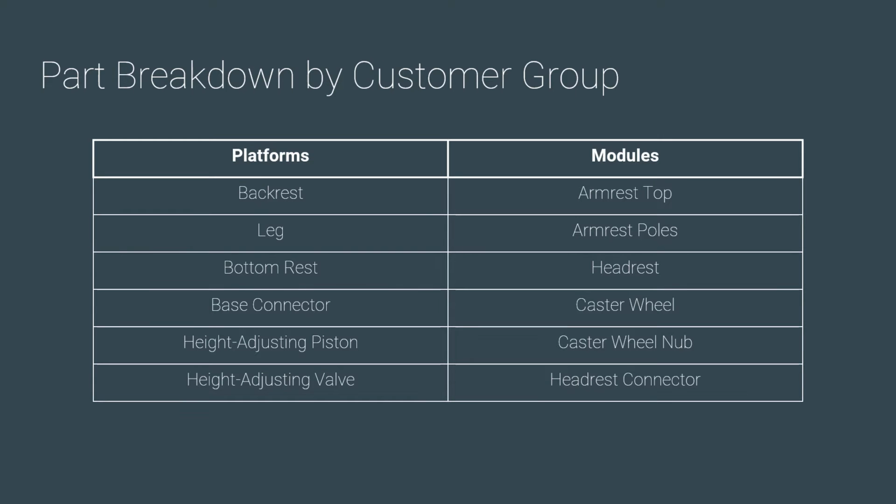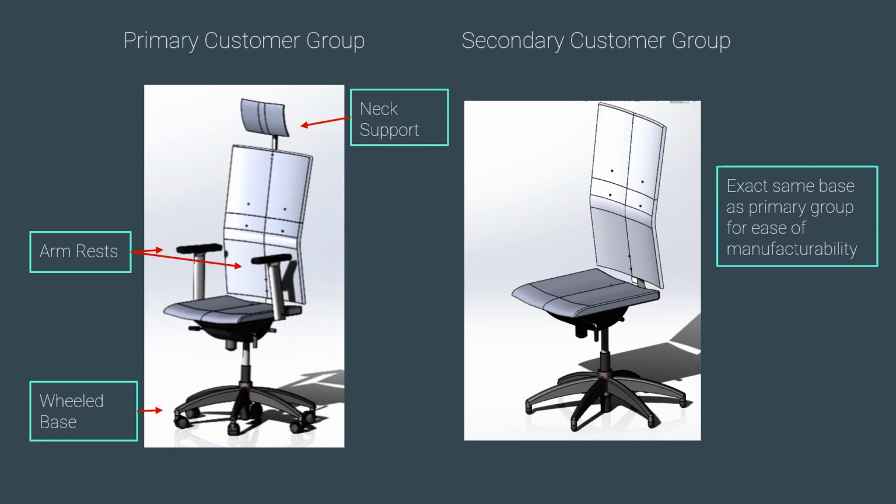To serve the appropriate functions for the customer groups, different parts were required. These parts are listed in the table on this page. Here you can see the primary and secondary customer group designs. All parts in the secondary customer group are reused from the primary group, and you can see the armrest, neck support, and wheeled base that are additional to the primary group.